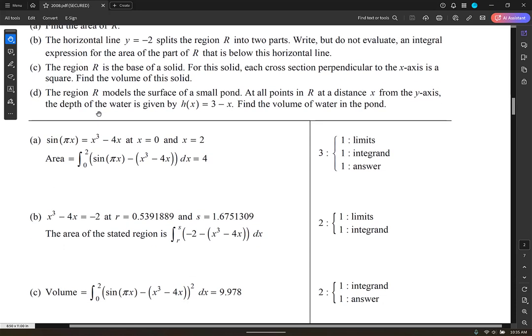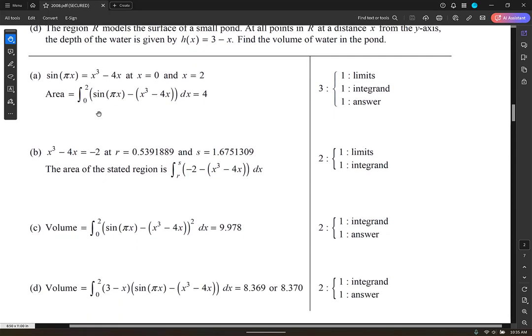Letter B. We have to have the limits, so they use the letter R and S. R, did we get one of the intersections to be 0.53918889? Yeah. Did we get the other intersection to be 1.6751309? Yeah. We got the points there, and then 1 point for the integrand, 2 minus x cubed minus 4x. Did we get it? Yeah. All right, there we go.